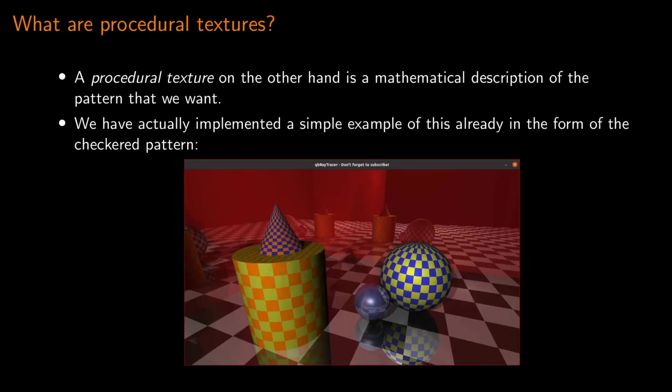So a procedural texture, on the other hand, is actually just a mathematical description of the pattern that we want. And we've actually implemented a very simple example of this already in the form of the checker pattern. And again, in a previous episode, in the episode on texture mapping, we showed how to implement a basic texture pattern, and we produced this image here where more or less every object apart from this one has been mapped with the checker pattern. And you can see how the three-dimensional surface is converted into the two-dimensional UV coordinates, and you can see how the texture has been mapped onto those objects.